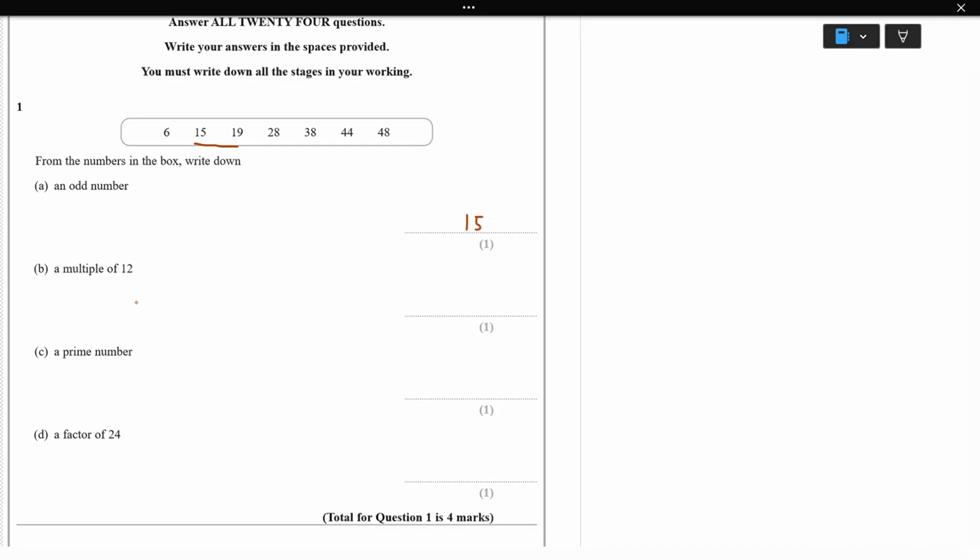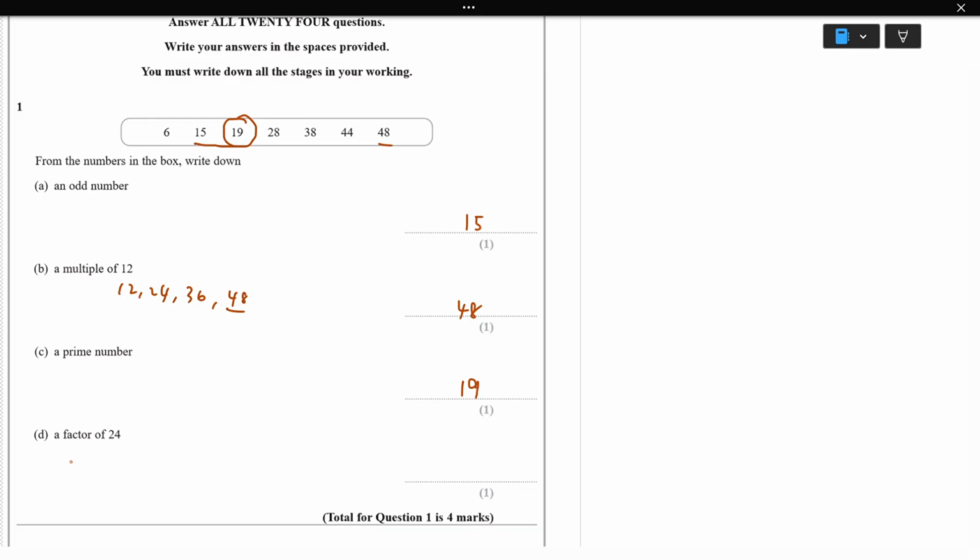Next, a multiple of 12. 12's multiples: 12, 24, 36, 48. Keep going. So we got 48 here. I'm writing 48 here. Next, a prime number. 6 is not a prime number. So only 19 is a prime number. So we are writing 19 here.